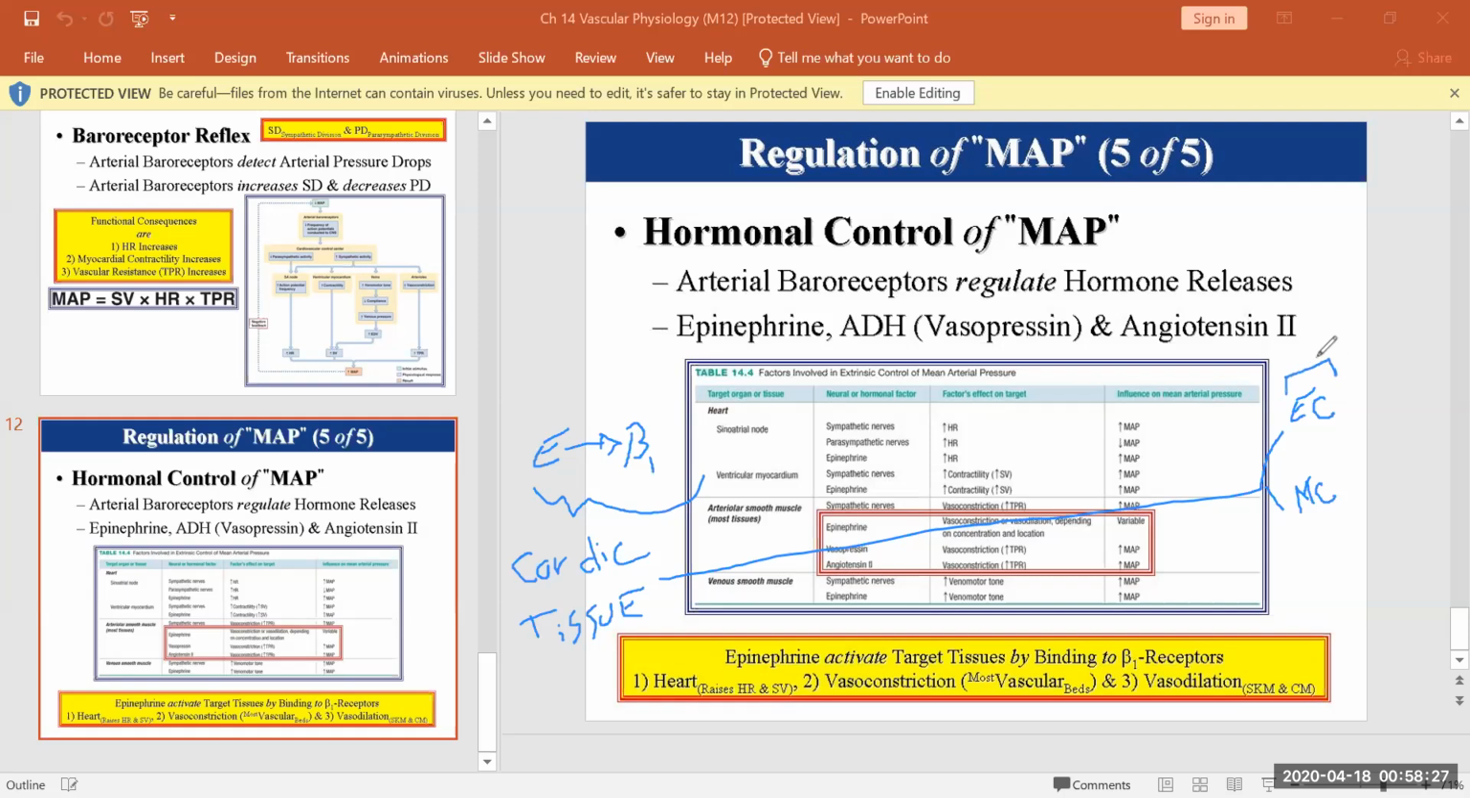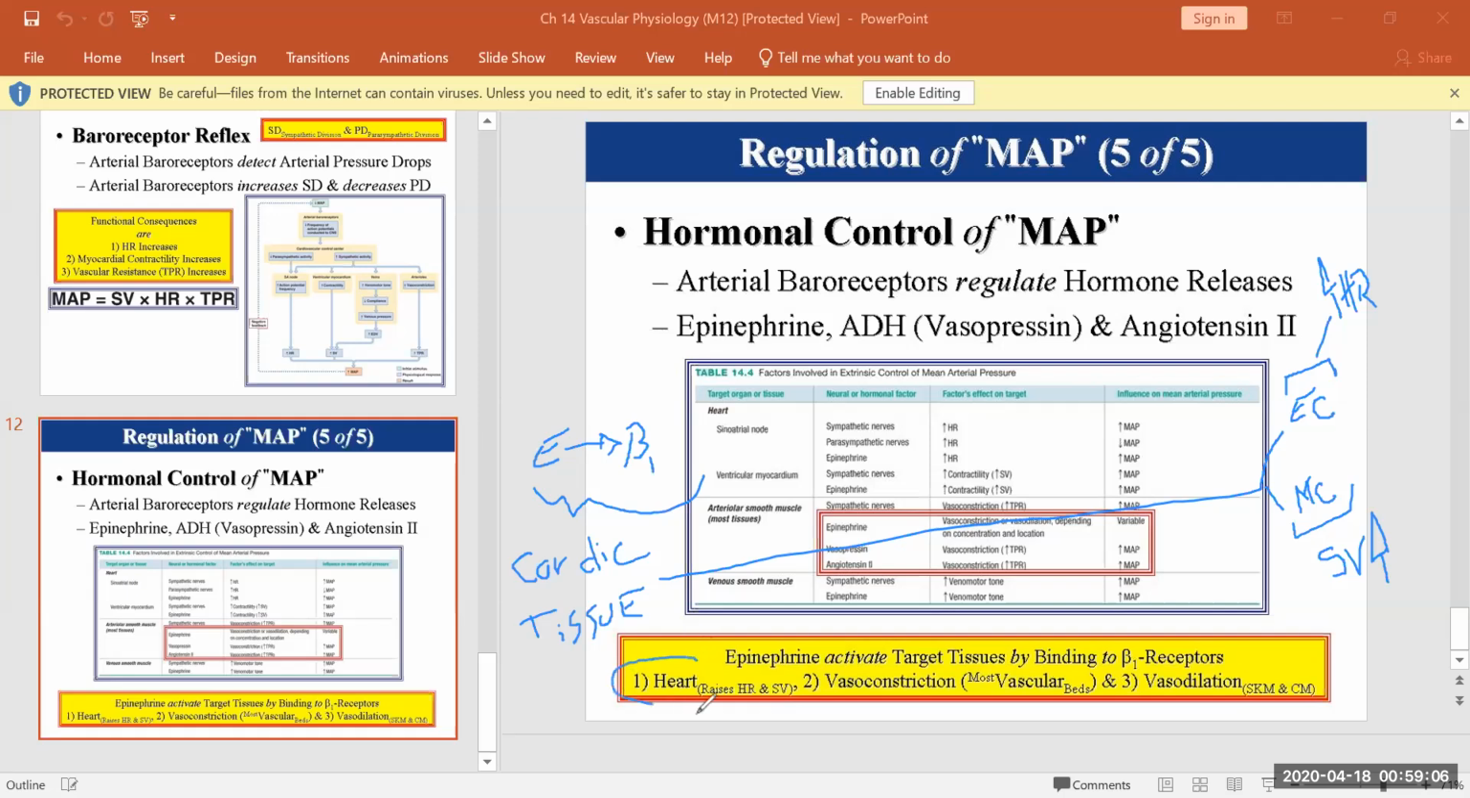So what it means is epinephrine, by activating beta-1 through the electrical component of the heart, will increase the heart rate. And through the mechanical component, it will increase the stroke volume because it increases the strength of contraction. It induces the cardiomyocyte to contract stronger, so pumping out more blood per heartbeat. That's what you see here: heart raises HR and SV.